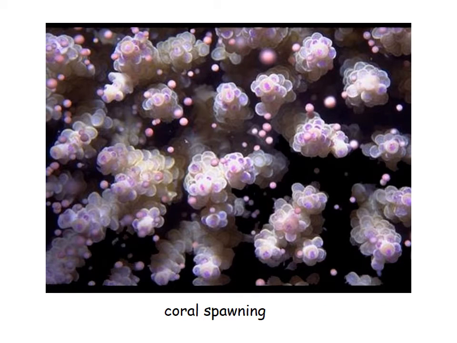Okay, then we have coral spawning, and you can see that these are all just eggs popping out of coral in hopes that they find some sperm in the water and get fertilized and form the plankton so that they can eventually become the polyp and become sessile.